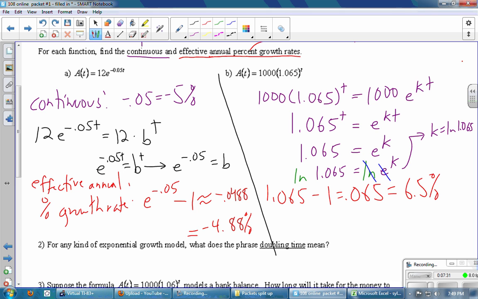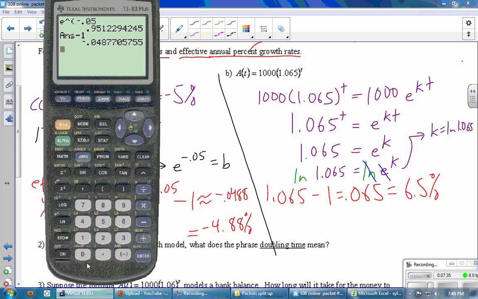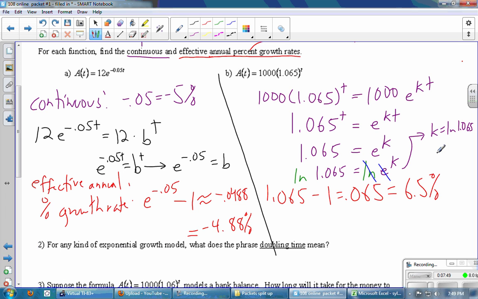And that's something we can type into the calculator. And our continuous rate is a little less than the 6.5%. I think that should make sense if you think about it. So about 6.3%. So there's our final answer to that problem.